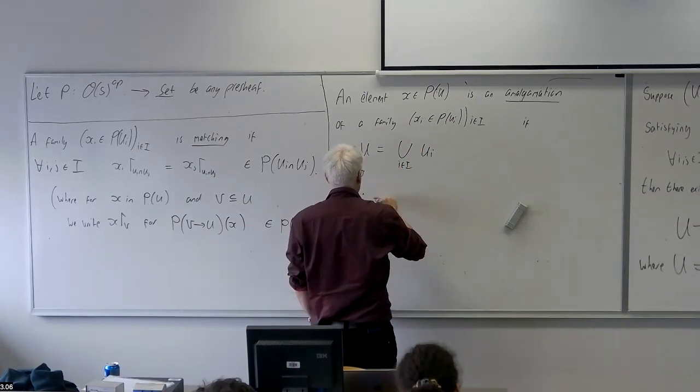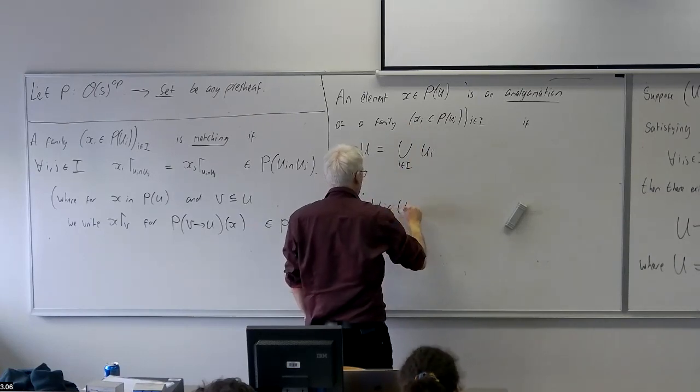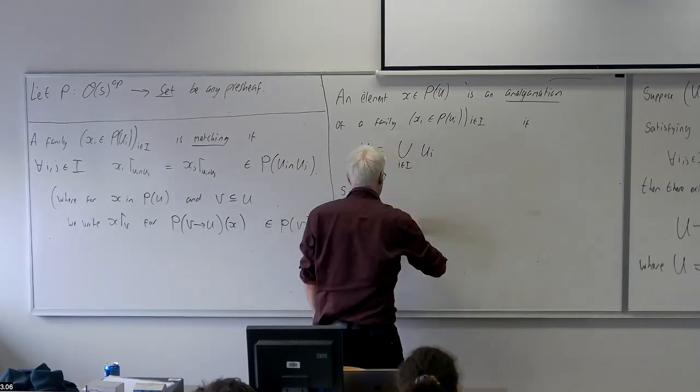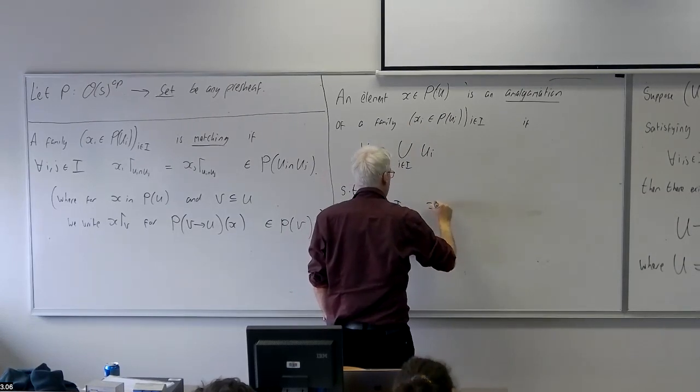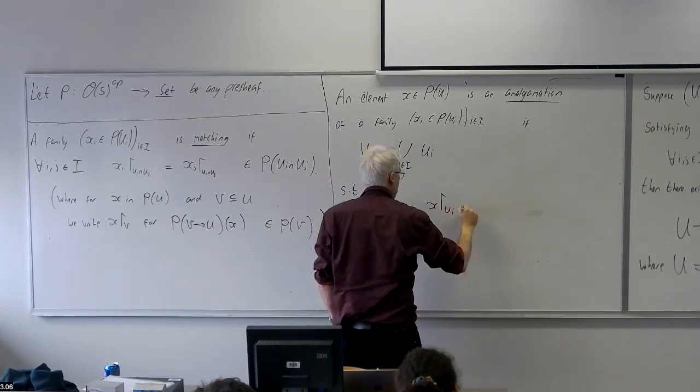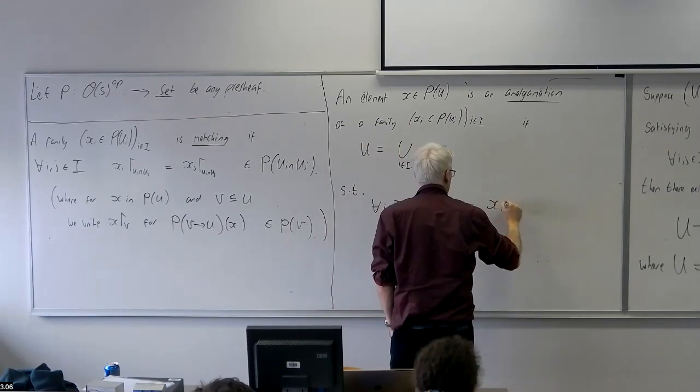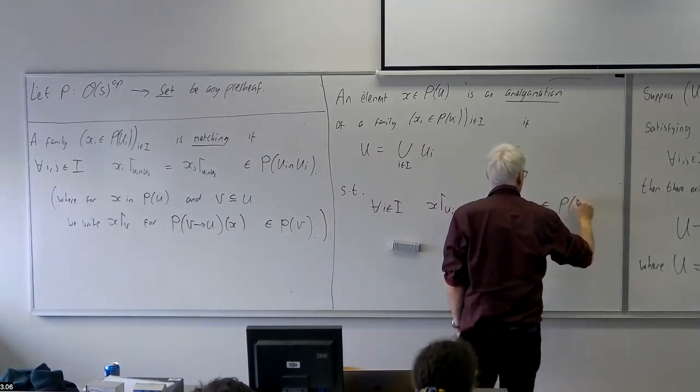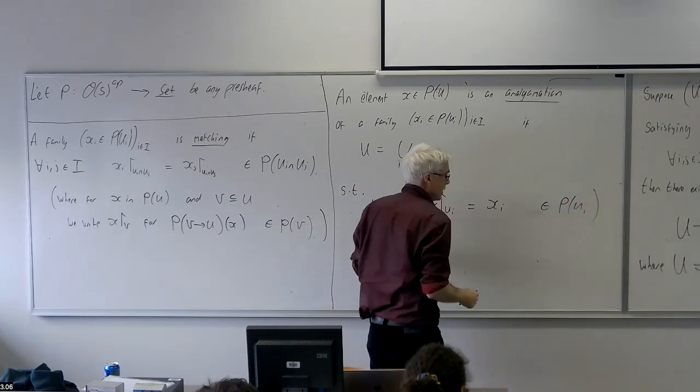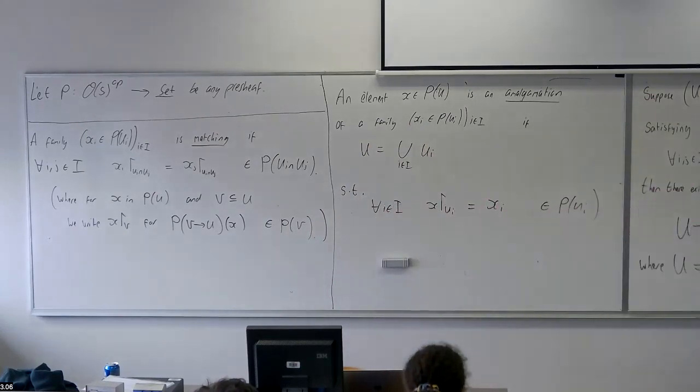So such that for all elements in our indexing family, if we restrict x to ui, we get xi. These are both elements of P ui. So it's the same property we had here.